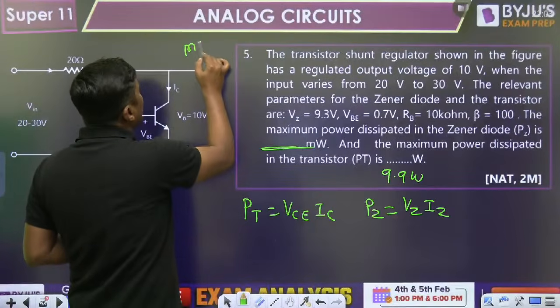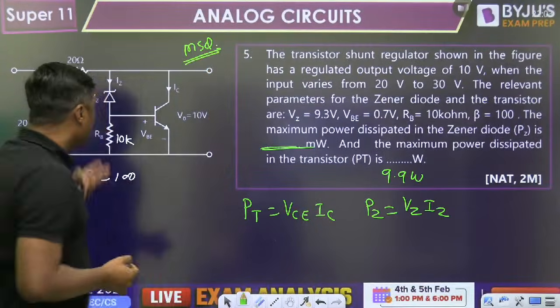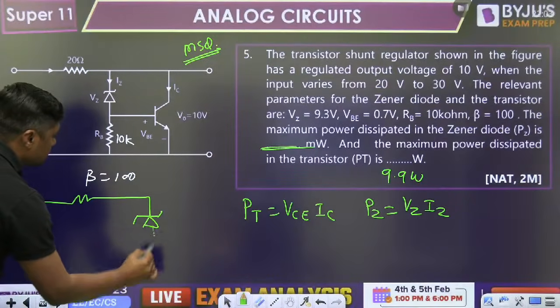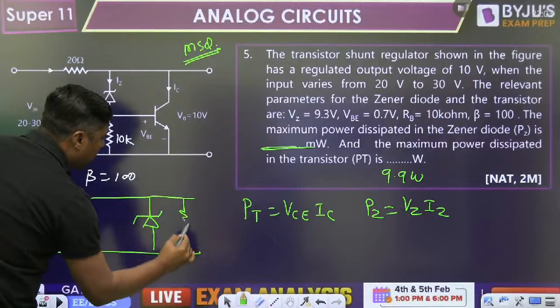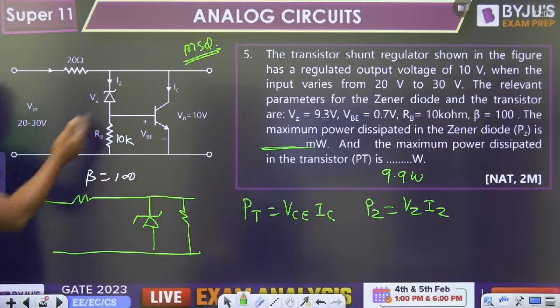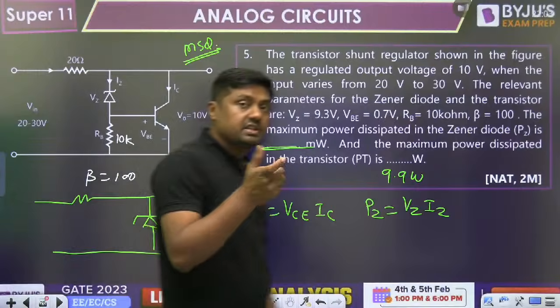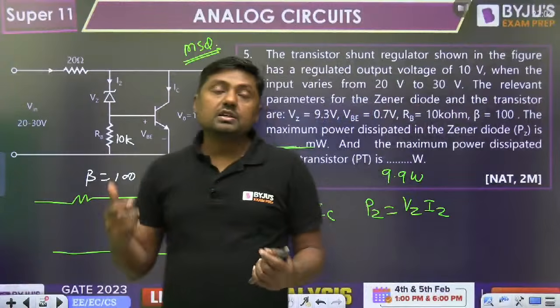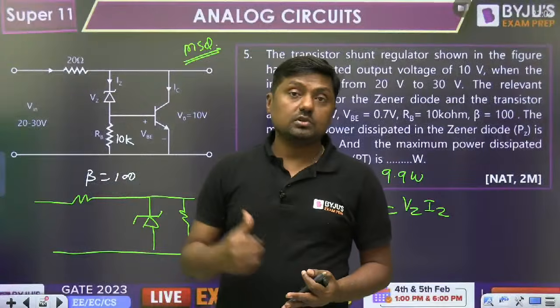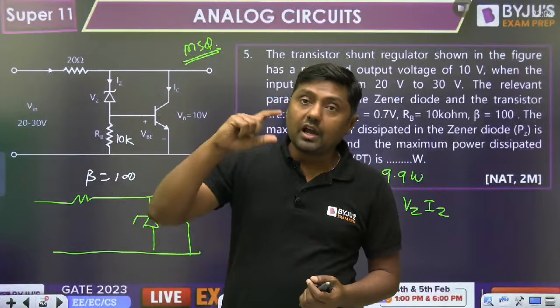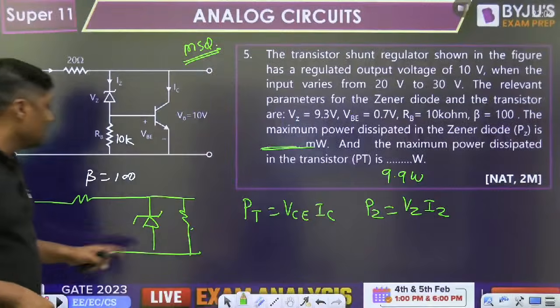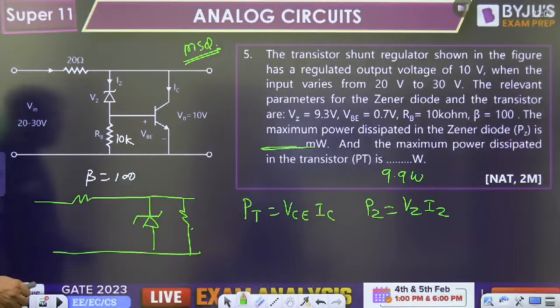Theoretical question, MSQ: why are we using the transistor? Because in a normal Zener diode voltage regulator, we are not having any transistor. The power handling capacity of the transistor is high. That's why we can increase the range of VI, or the range of RL also. This diagram is preferable for high load variation as well as high line variation as compared to the other diagram.